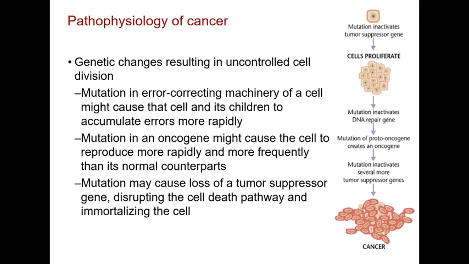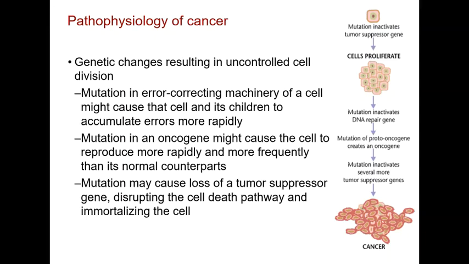Now the second thing can be a mutation in an oncogene, which might cause the cell to reproduce more rapidly and more frequently than its normal counterparts. There are certain genes that we call oncogenes, that is, those genes which stimulate cell division. So what happens is that when these proto-oncogenes, that is those genes which control cell division, are mutated to what we call oncogenes, these cells start dividing very rapidly.